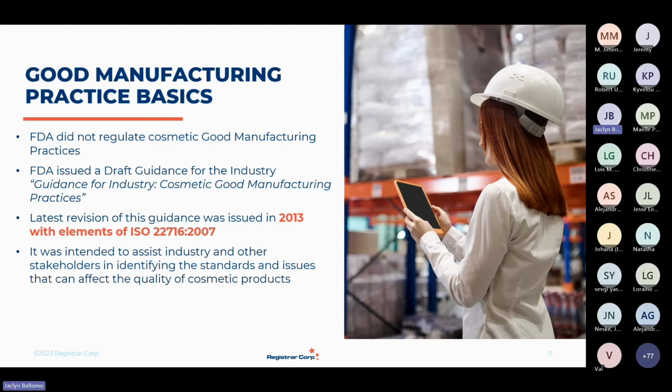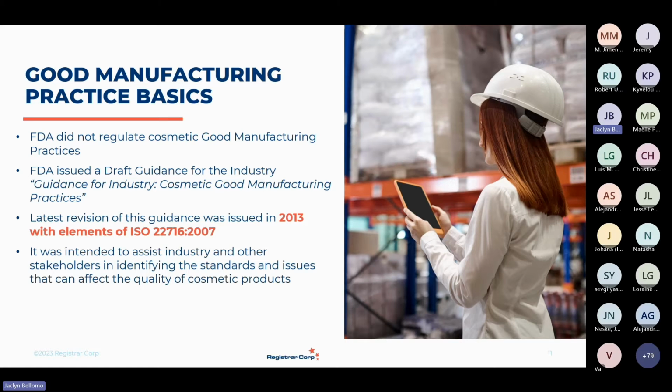Before MoCRA, again, FDA did not regulate GMPs for cosmetics, regardless of a domestic or a foreign facility. So meaning that if you were manufacturing in Paris and you shipped your products to the United States, that facility in Paris did not have any GMPs per FDA that they had to comply with. So very important to note that a lot of foreign facilities were manufacturing, processing cosmetics that were distributed in the United States that had no compliance connected to them.